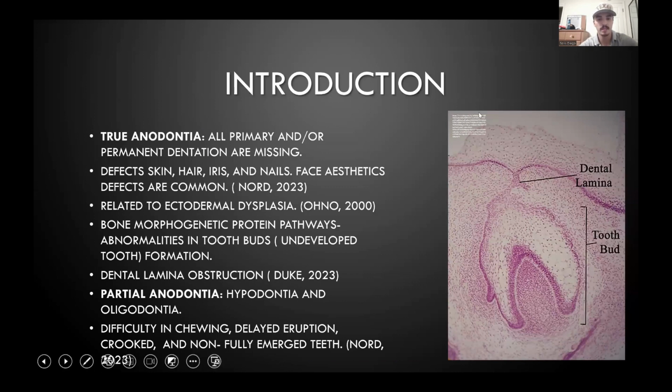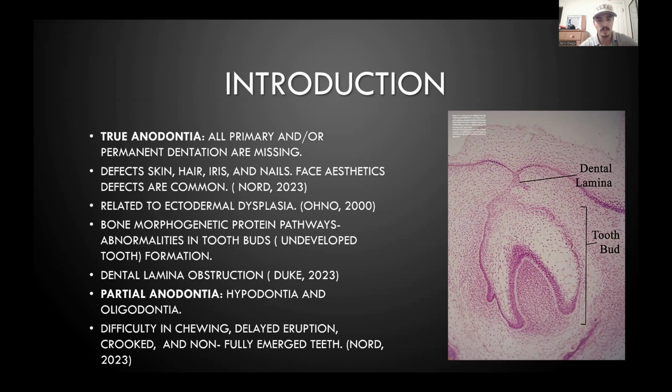But the mechanism that occurs for all the teeth to go missing, in each undeveloped tooth, known as a tooth bud, involves the pathways that run through the dental lamina, as you can see in the picture on the right. It takes proteins through that dental lamina to the tooth bud, and when it gets obstructed, the tooth either doesn't grow or doesn't emerge fully.